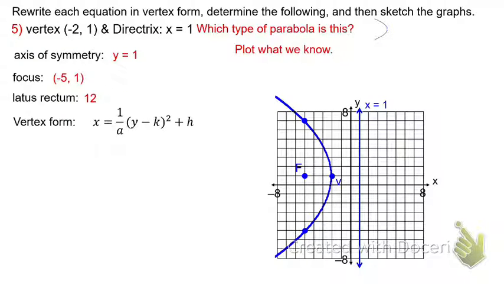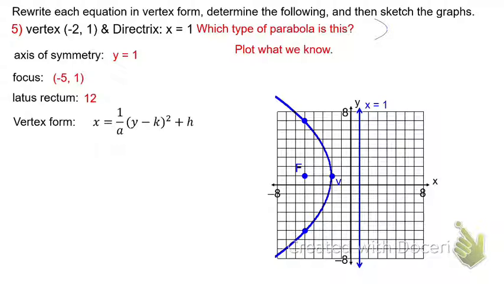Okay, let's put this into vertex form. Now it is a sideways parabola, so we want to use x equals 1/a times the quantity y minus k squared plus h. Keep in mind the h and k, that (-2, 1), are in different places than where we're used to seeing them. h is on the outside of the parentheses, and k is inside the parentheses with y.